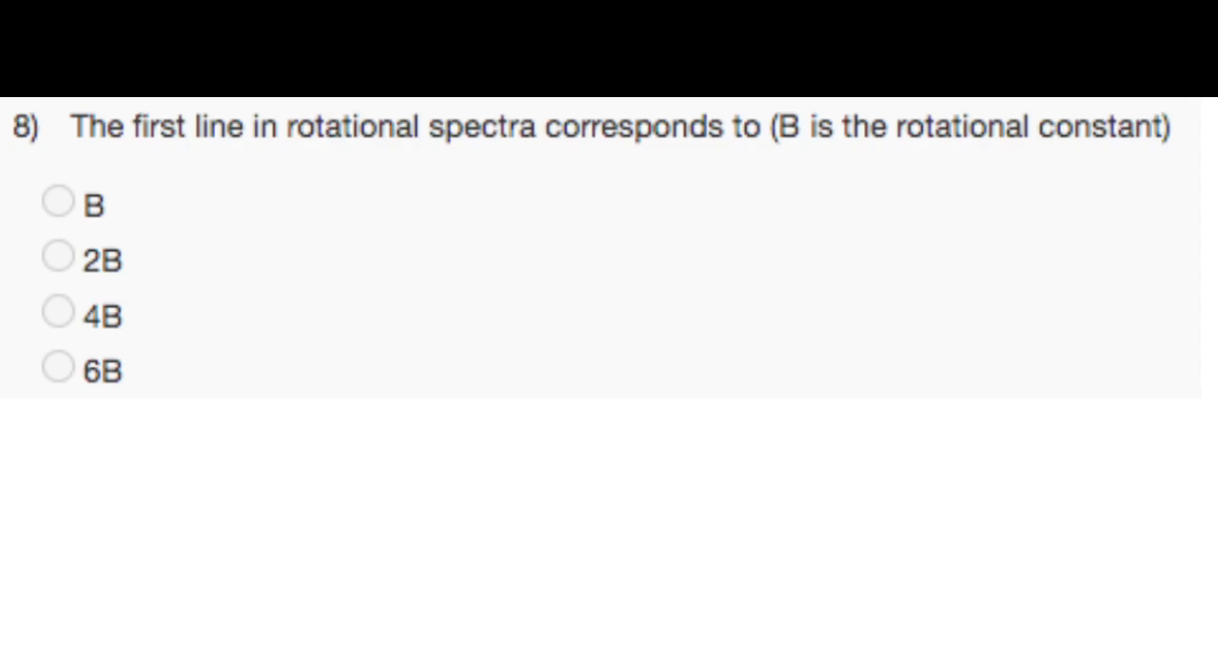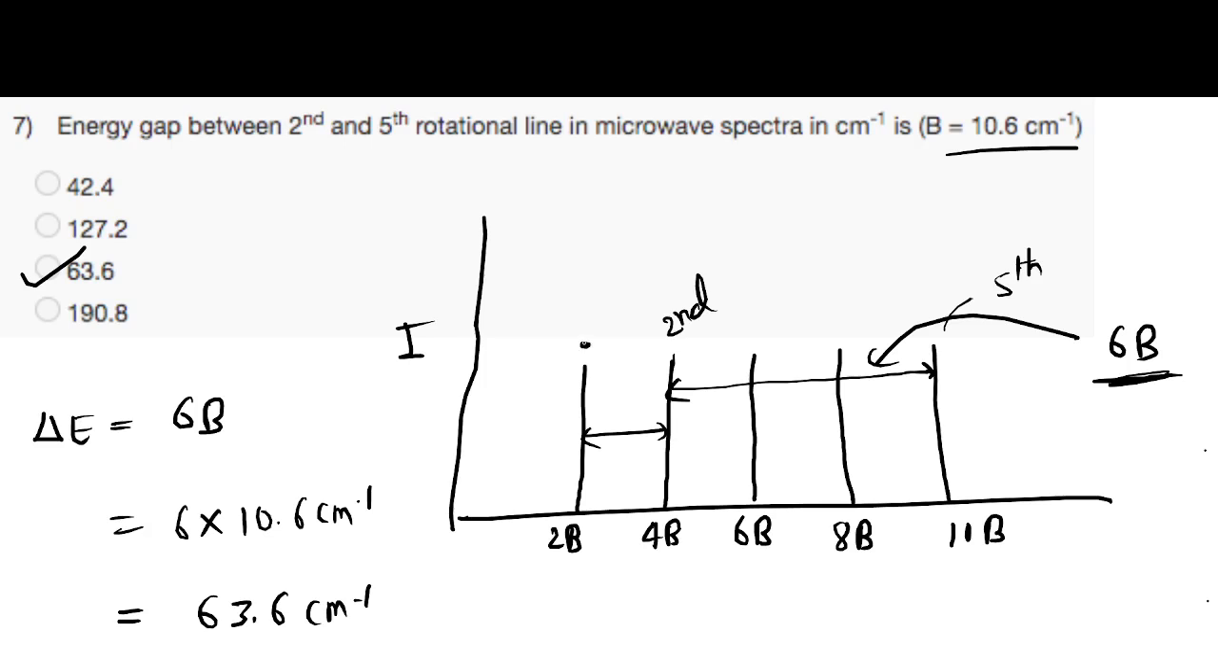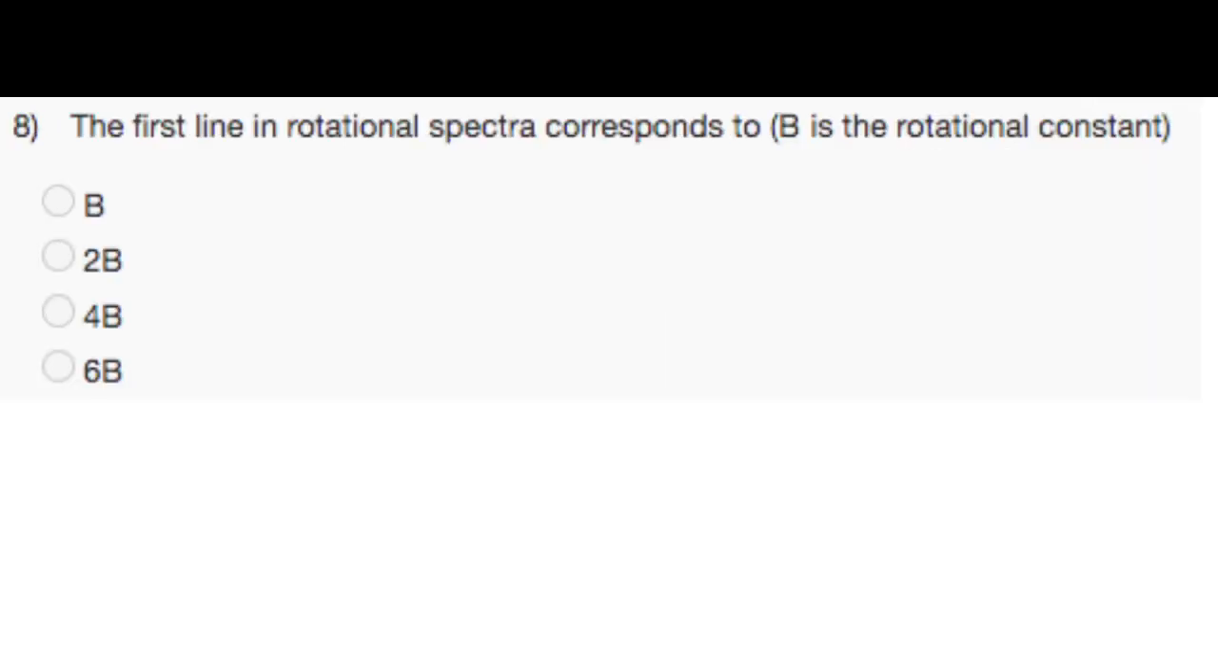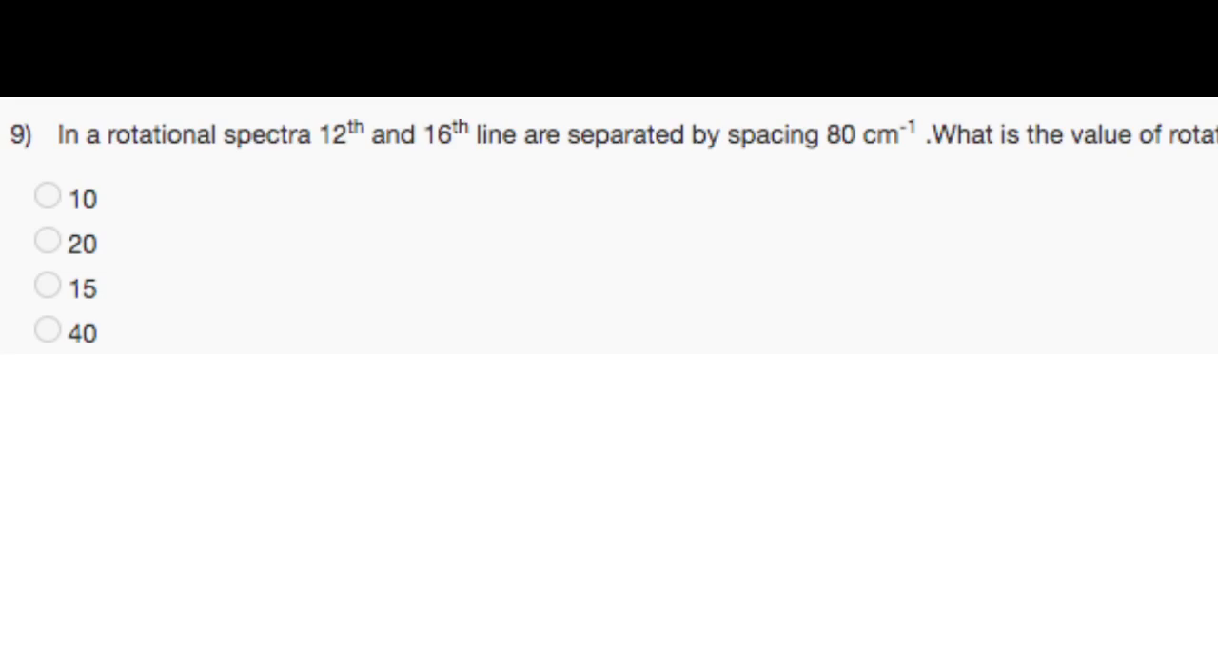Next question. The first line in the rotational spectra corresponds to which one? So this is the first line. For the first line, what is the energy? 2B. So the answer will be 2B. Simple. Now can you calculate the value of B?